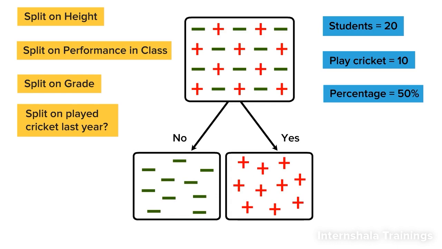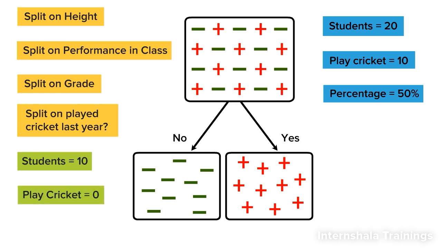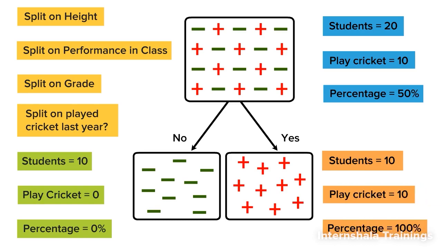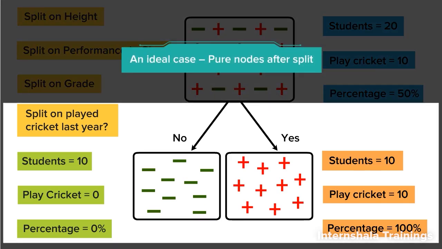You can see it has separated all the positives from the negatives. If we look at the percentages, there are 10 students who did not play cricket last year, and out of those, none played cricket this year as well, and hence the percentage here is 0. Similarly, out of 10 students who played cricket last year, all played cricket this year, and hence the percentage in this case will be 100%. Remember, this is the ideal case that we have seen here.